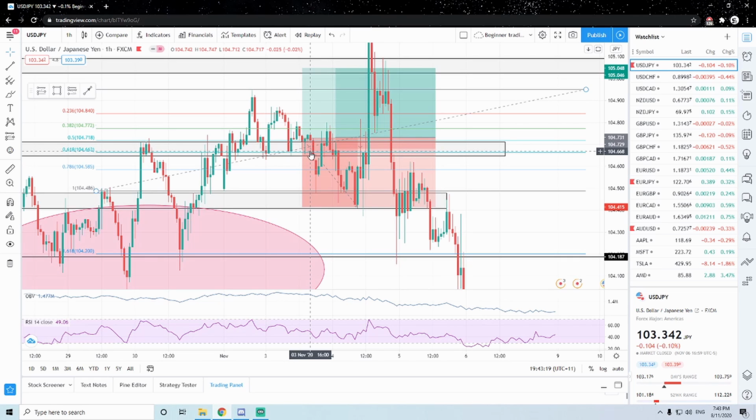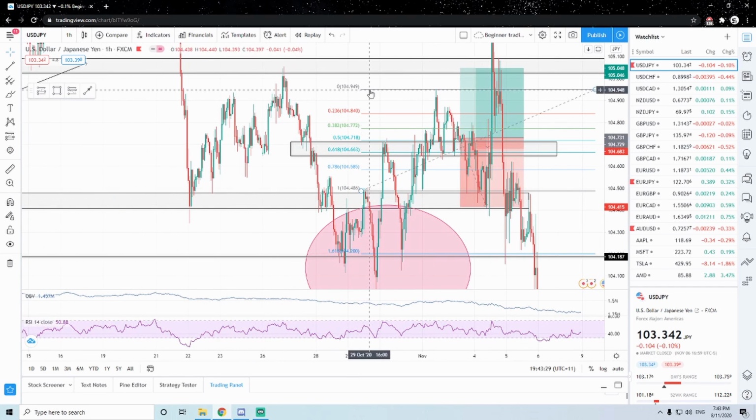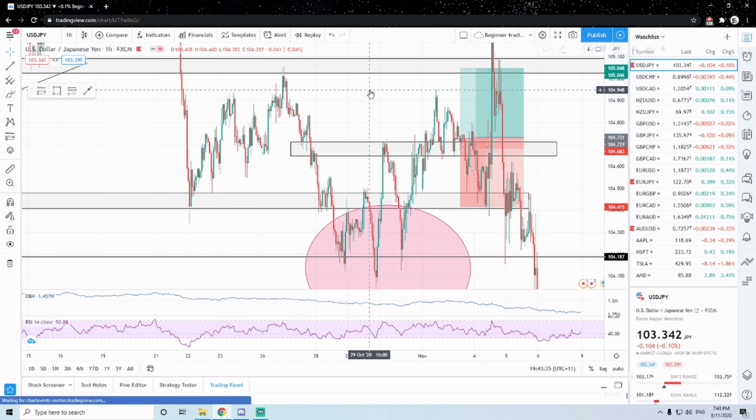This is once again something that I shouldn't be doing, but we can see that I entered in, and I did take a slight loss on this trade. But something that I think was probably the biggest contributing factor to this loss was the placement of the fib.